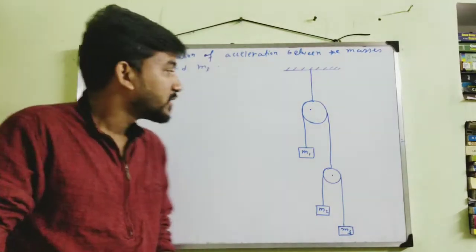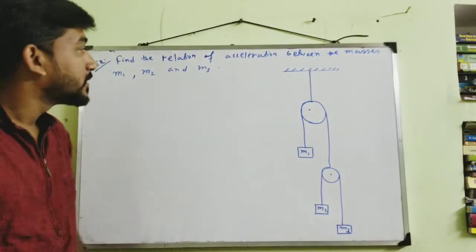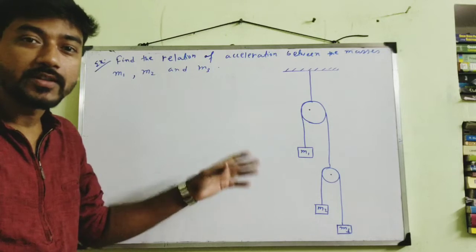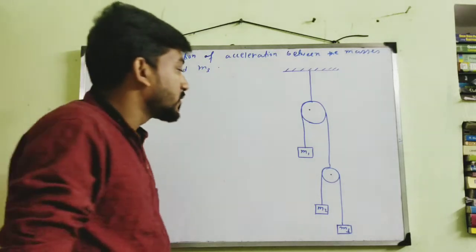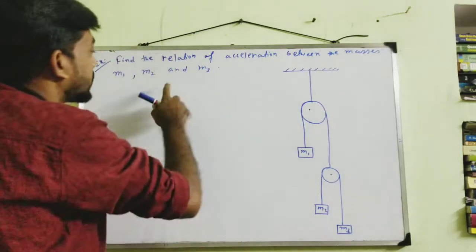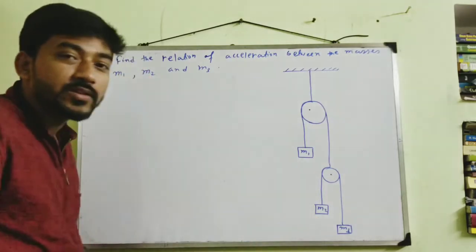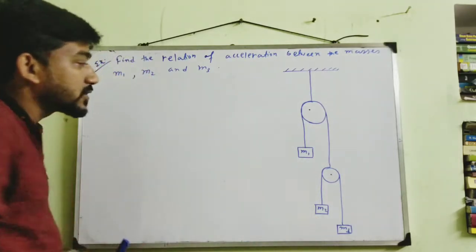Dear students, now let me solve this problem. This problem is based on the constraint equation that I have discussed earlier. So here we have to find out the relation between the masses m1, m2 and m3. So to do this, what do we have to do first?